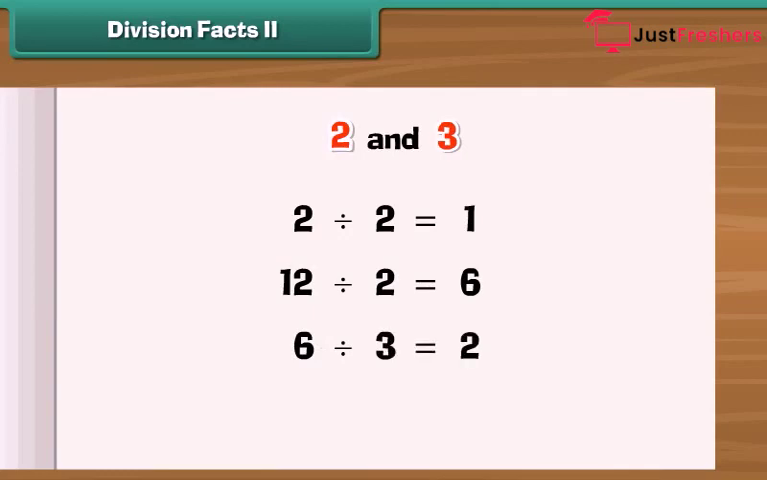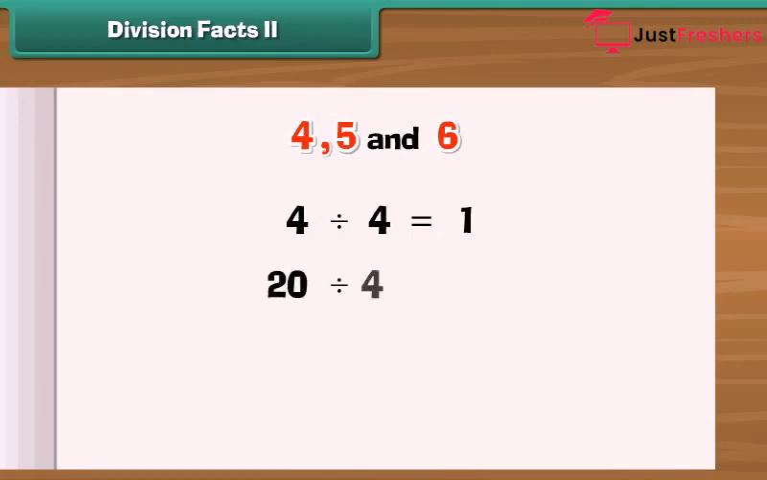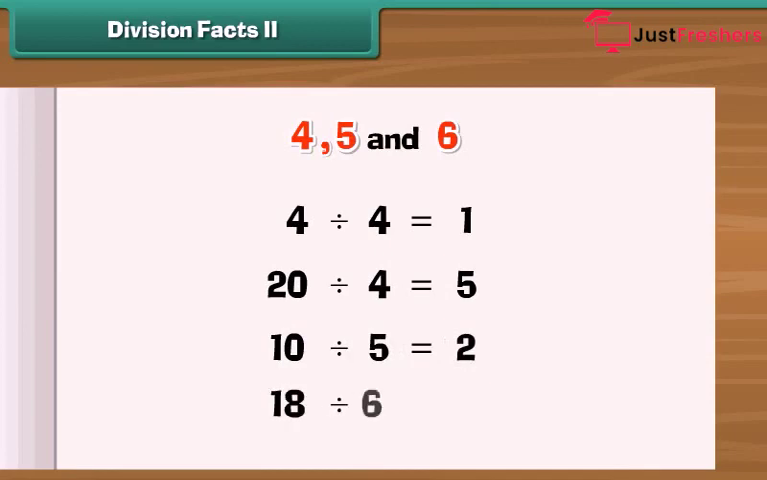Now let's look at the division facts of 4, 5 and 6. 4 divided by 4 is 1. 20 divided by 4 is 5. 10 divided by 5 is 2. Similarly, 18 divided by 6 is 3.